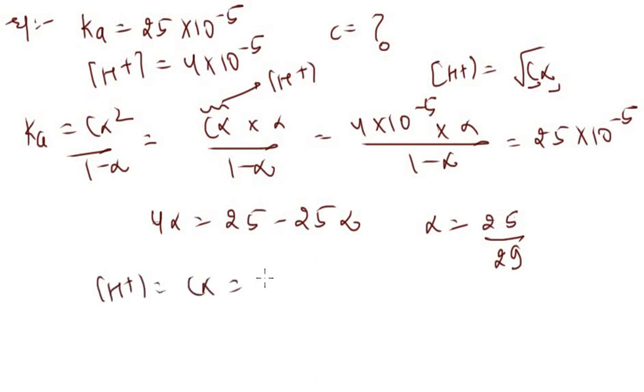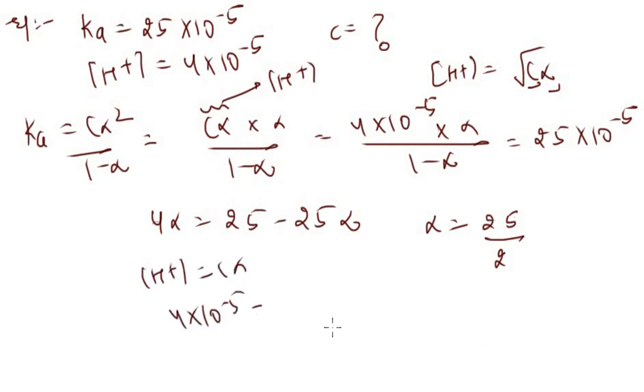Now we know the H plus, and we have calculated the alpha. Now concentration of H plus is again C alpha: 4 into 10 to the power minus 5 equals C into alpha, which is 25 by 29. So here you can calculate the value of C. Since we are given the concentration of H plus, we have to segregate it like this.